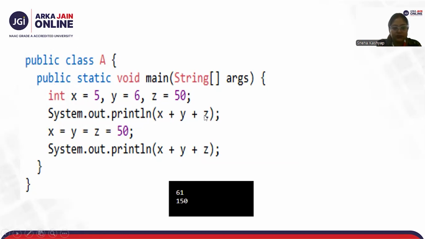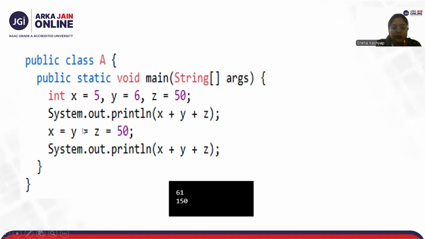System.out.println x plus y plus z. Now if I'm doing x plus y plus z, what it is trying to print is 61, since 5 plus 6 is 11 and 11 plus 50 is 61. So it is printing the value 61.